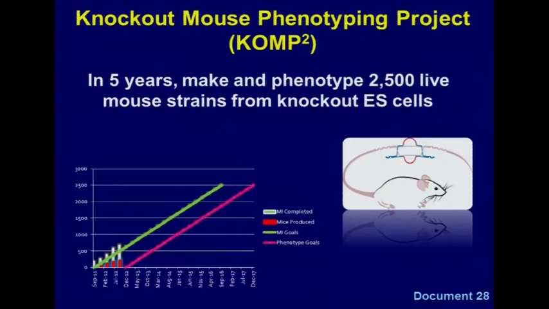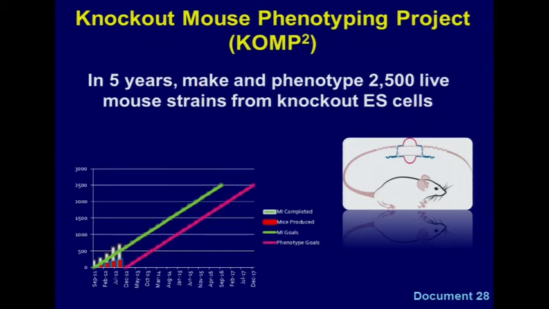The Knockout Mouse Phenotyping Project, KOMP2, is in the second phase of an initiative that aims to create a public resource comprised of phenotyped mice containing a null mutation for every gene in the mouse genome. In 5 years, KOMP2 aims to make and phenotype 2,500 live mouse strains from knockout ES cells. KOMP2 awards were made in fiscal year 2011, with overall funding for the program being $111 million over 5 years. 3 centers proposing paired mouse production and mouse phenotyping applications were ultimately funded.